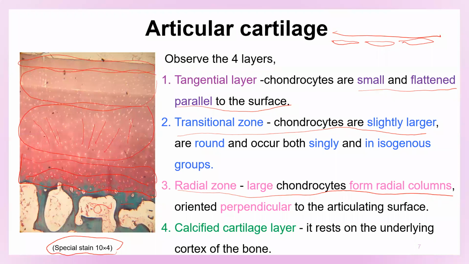Okay, and then they become larger, slightly larger, and lie in groups. Okay, that is the transitional zone. Then they become even larger and lie in lines like this. That is the radial zone, right? Then of course, again, you have groups where you have calcium deposition. Okay, is that what you wanted to ask about the articular cartilage slide? Yes, madam. Okay, right.